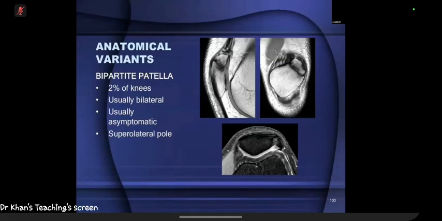Perhaps one of the most important anatomical variants in the knee is the bipartite patella, because people can confuse that with a fracture. Almost always present on the supralateral margin, can be bilateral in most of the cases. You see it in quite a number of patients, up to 2%, and almost always it's asymptomatic.